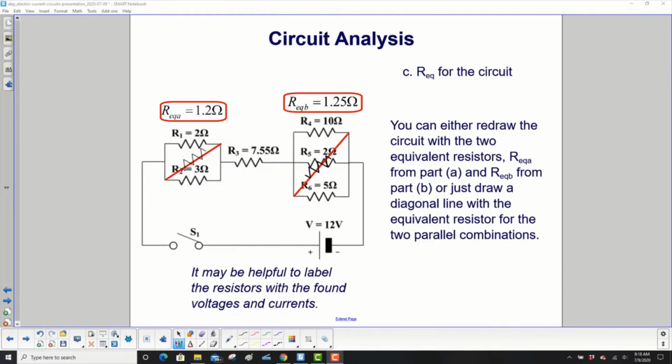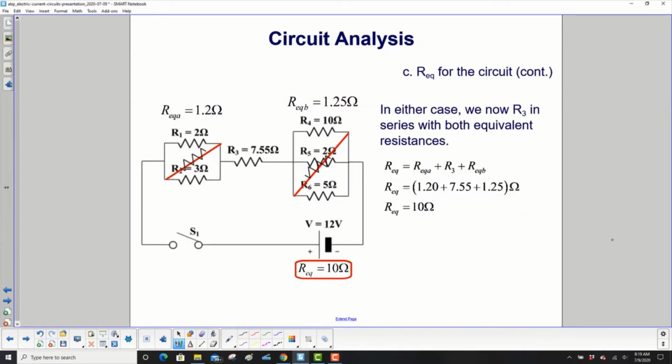R equivalent for the circuit. So before, we just redrew the circuits with the equivalent resistors; here's another method of doing it. Draw a diagonal line with the resistor on it through the resistors that you worked with, and then right above write the equivalent resistance there. So that's 1.2 ohms, and then for the 3 parallel resistors we had 1.25 ohms. And it may be helpful, well it actually is very helpful, to label resistors with the found voltages and currents. So we're going to carry on with this process here because I've seen it done with the diagonal, I've seen it done with redrawing the circuit, whichever is more comfortable for you.